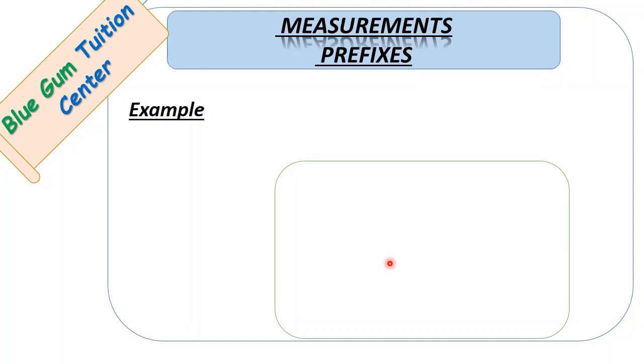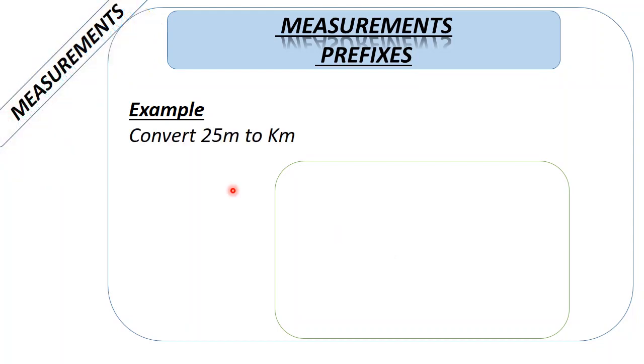So the last example says convert 25 meters to kilometers. So how do we convert 25 meters to kilometers? The first thing first, we write our scale here, which says kilometer to meter. The question says 25 meters to kilometer, which means meter to kilometer, but I've written kilometer to meter deliberately. Why? I just want to show you that it doesn't matter which one you have written first. It depends on which one you are comfortable with.